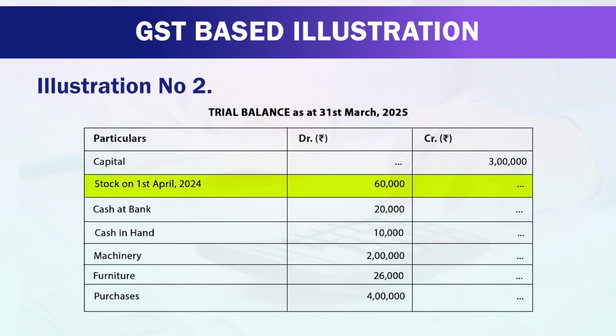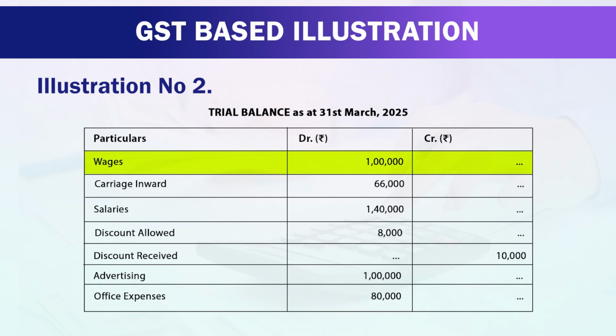You are given the opening stock of 60,000 rupees. It would appear on the debit side of trading account. Cash at bank 20,000 rupees, balance sheet asset side. Cash in hand 10,000 rupees, asset side of balance sheet. Machinery 2 lakh, asset side of balance sheet. Furniture 26,000, asset side of balance sheet. Purchases 4 lakh, debit side of trading account. Wages 1 lakh, debit side of trading account. Carriage inward 66,000, debit side of trading account.